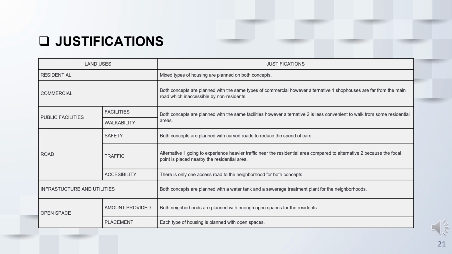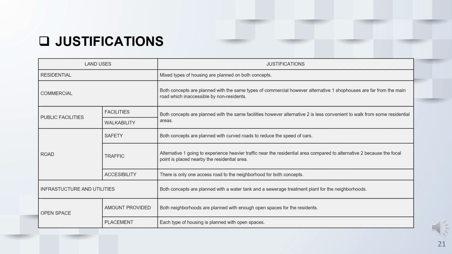Justifications for each land use. For residential, mixed types of housing are planned on both concepts. For commercial, both concepts are planned with the same types of commercial. However, in Alternative 1 the shophouses are far from the main road, which makes them inaccessible to non-residents.